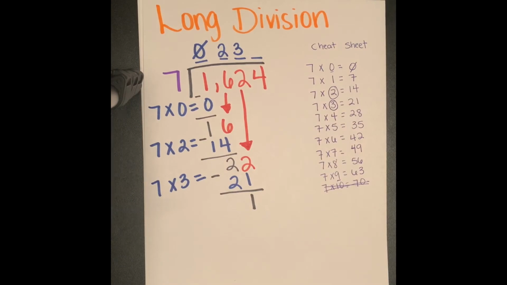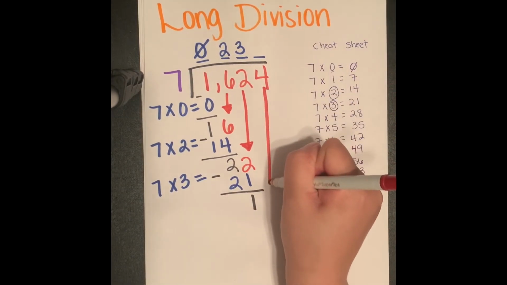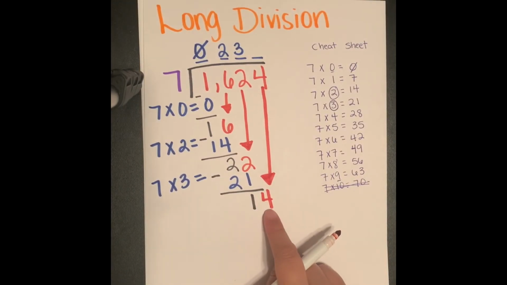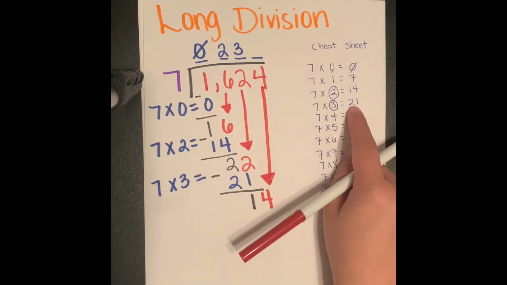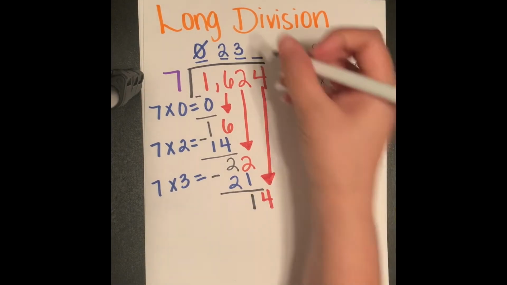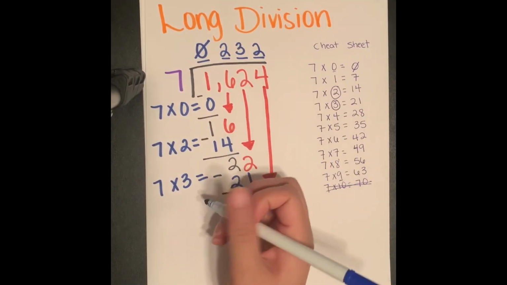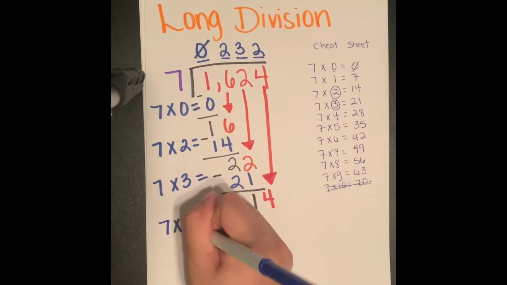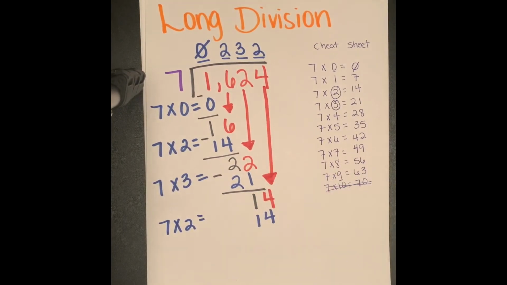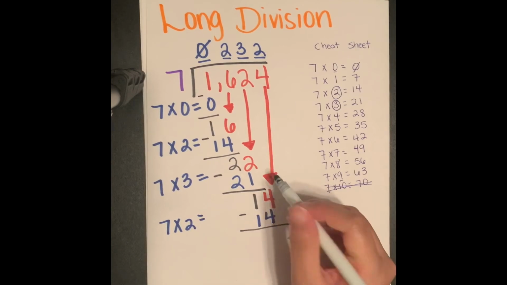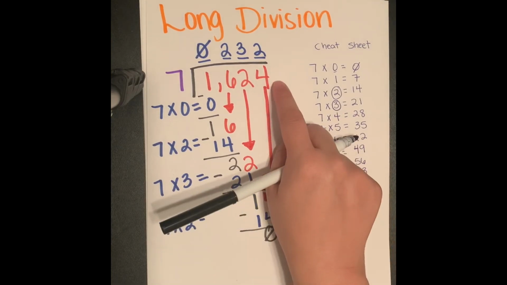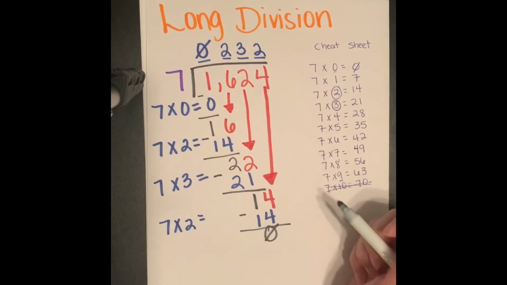Now I only have 1 digit left. I bring it down all the way. Now I have $14. I go back to my chart. I can buy 2 items with $14. So I write 2 in my quotient. Then I write my math fact, which is 7 times 2 equals 14. Then I can subtract. 14 minus 14 is 0. I ended at 0 and I have no more digits in my dividend, so I'm done.